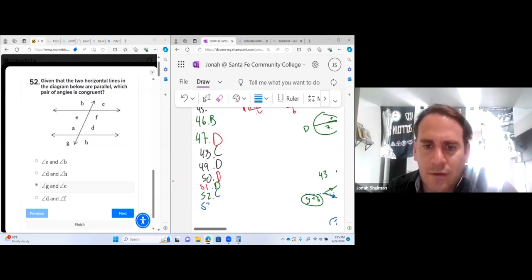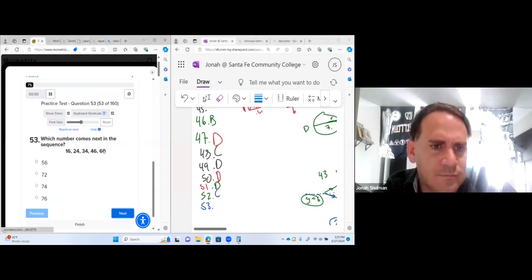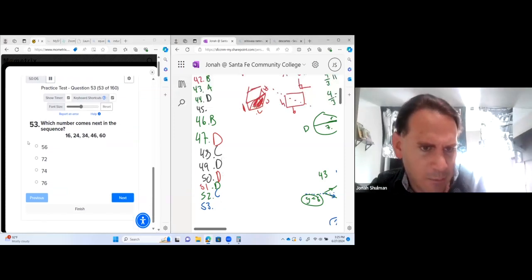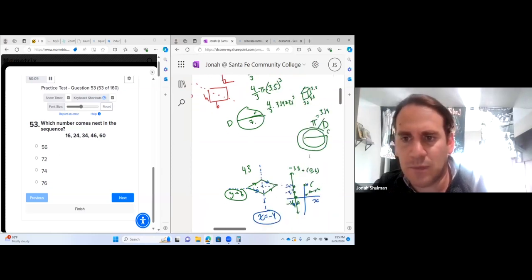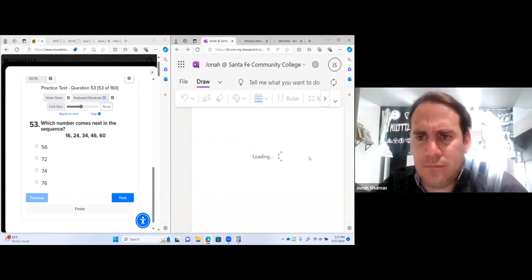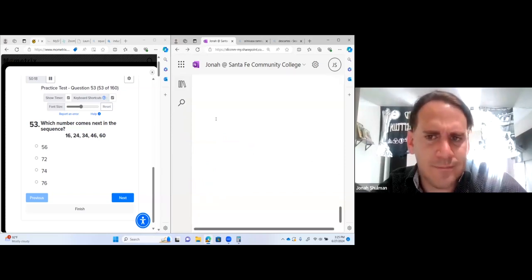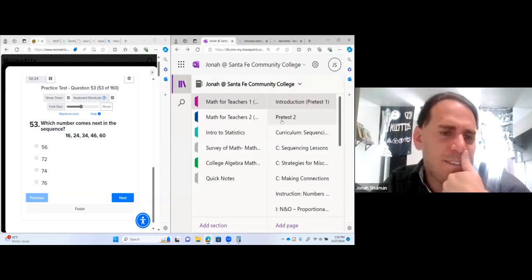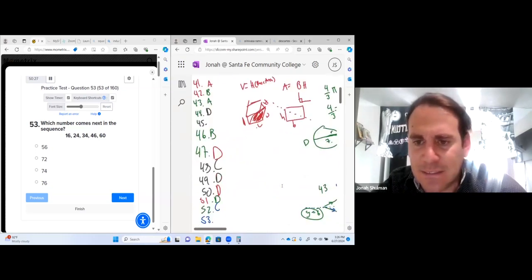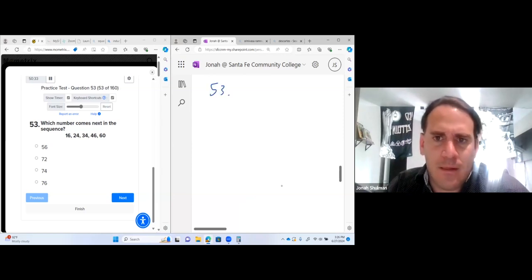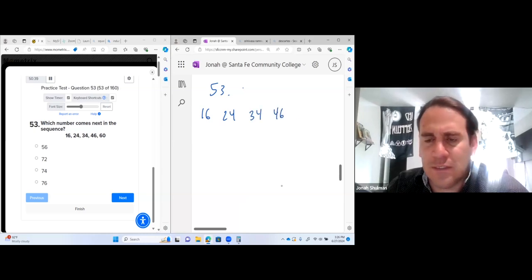Let's go to 53. So we have another pattern. We have to figure out the next in the sequence. It keeps going up, so it can't be A right away. So let's do the pattern for 53. Sorry, I keep reloading the page. So we have 16, 24, 34, 46, and 60. So here we go for 53. I have 16, 24, 34, 46, and 60.